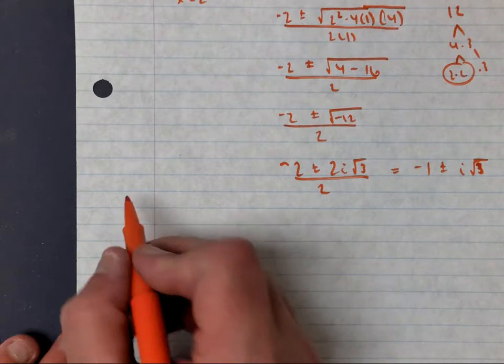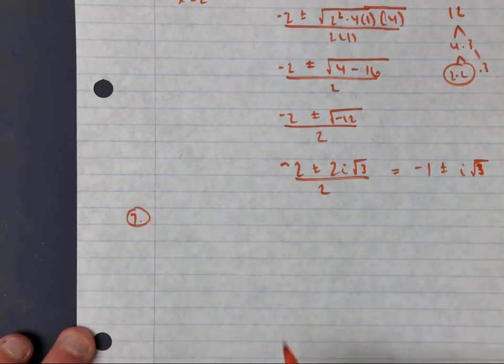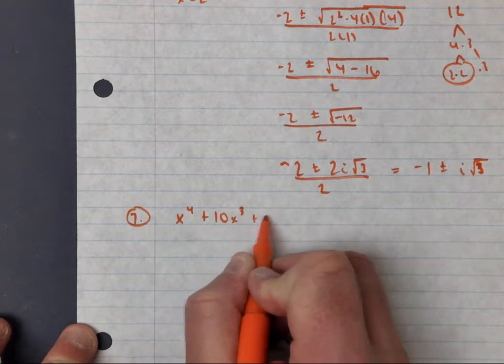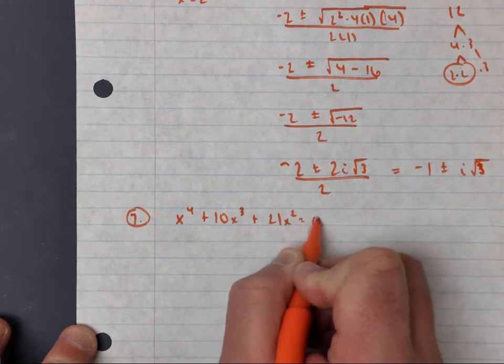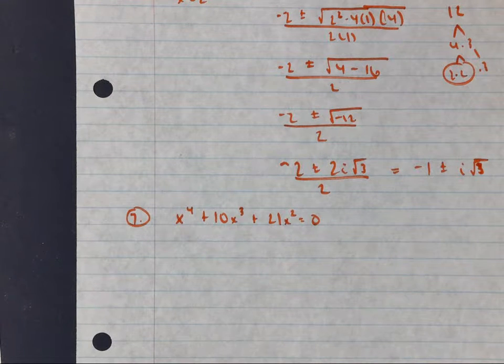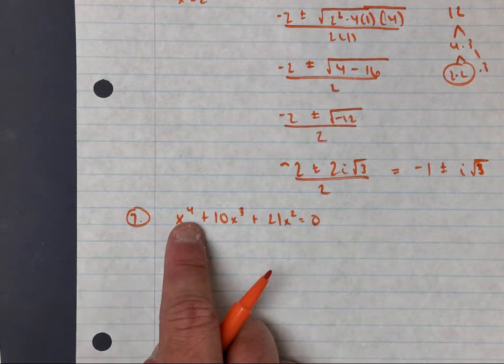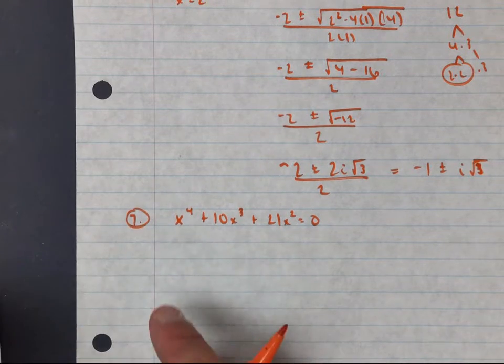Number 7 is as far as we got on here, and we'll pick up on this tomorrow, but let's look at this one. This is a quartic. To begin with, I could do GCF. It is in standard form, set equal to 0. Highest degree is 4. That means it can have up to 4 zeros.